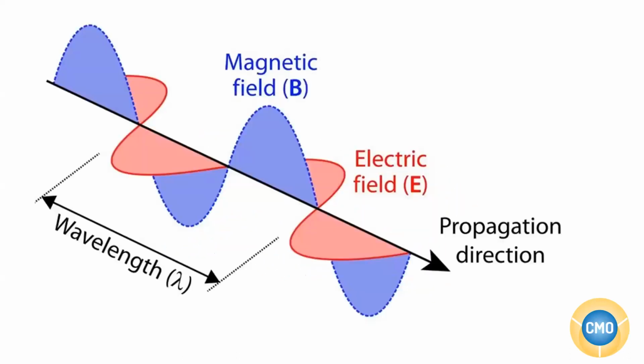So if we do this without the movement, you can see we've got the wavelength here. If we're looking at the electrical field in the red, you can see the curve goes along, back, up and down again, and that's the wavelength. And as you can see, the electrical field is at 90 degrees to the magnetic field. And we've got the direction of propagation going along here.